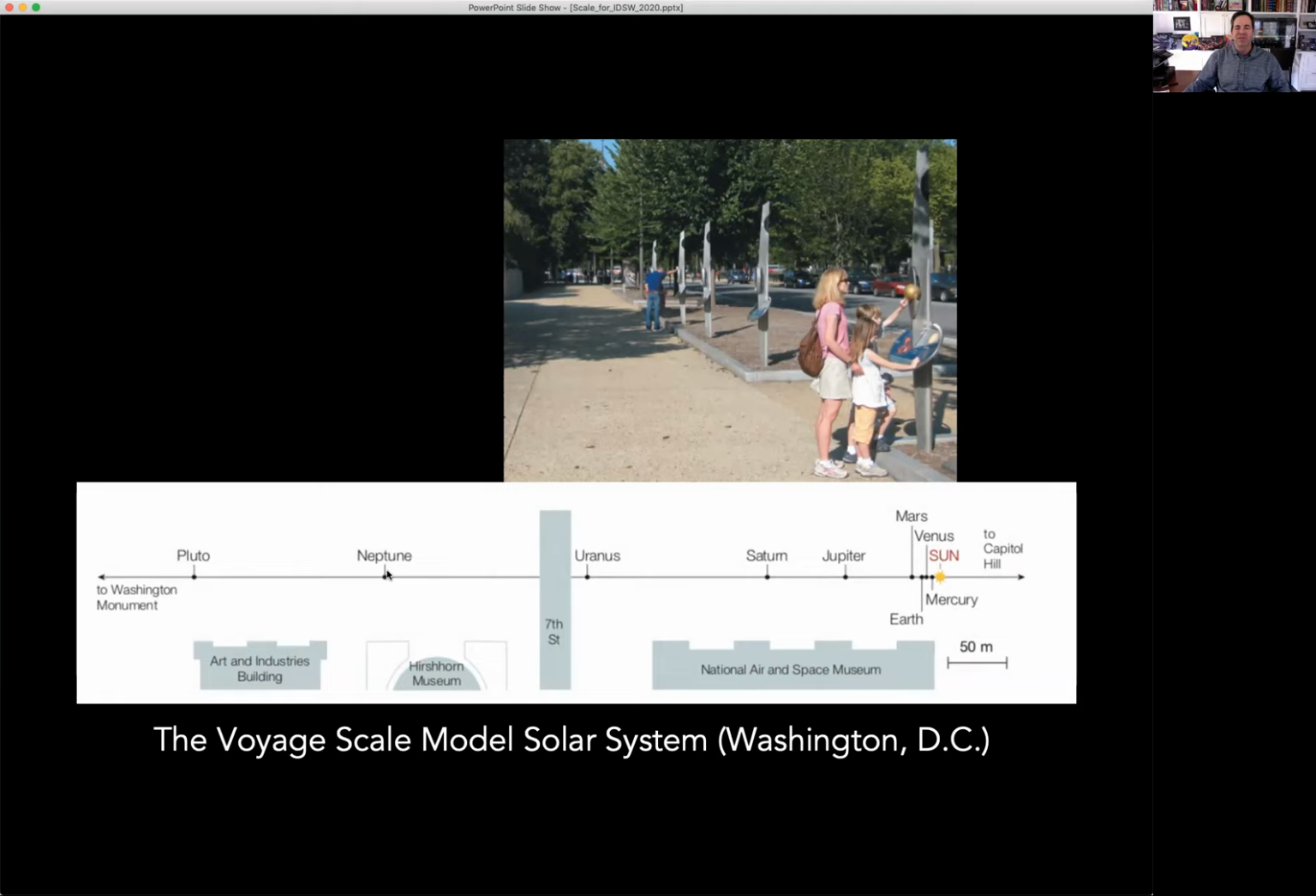You can walk from this end of the Air and Space Museum where the sun is to Pluto in about 5 or 10 minutes, depending on your pace and whether you stop to look at all the information about the planets that we have here in this model along the way. But it just takes you a few minutes to walk to Pluto.